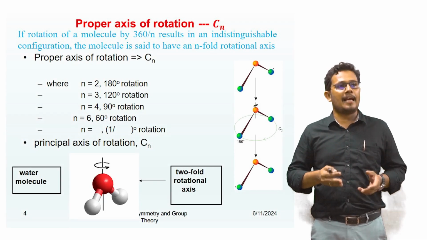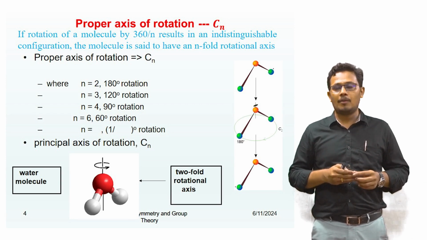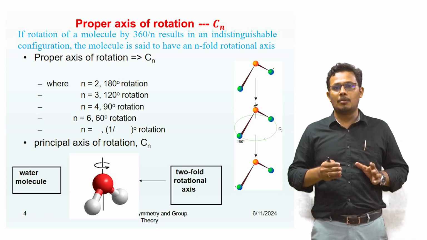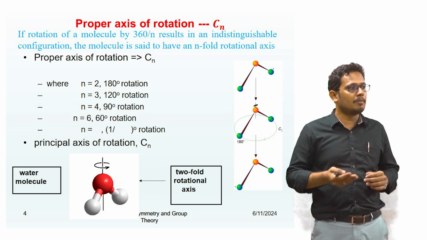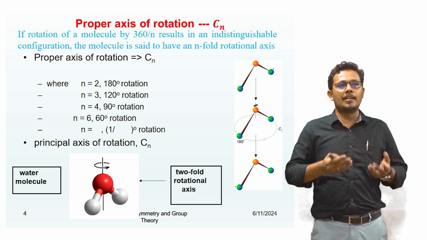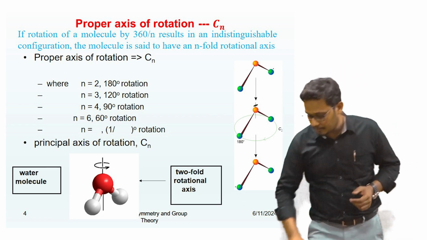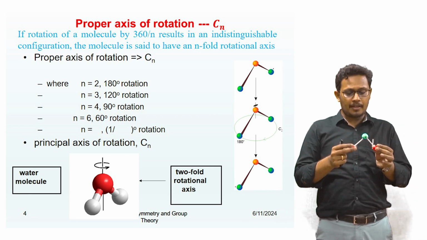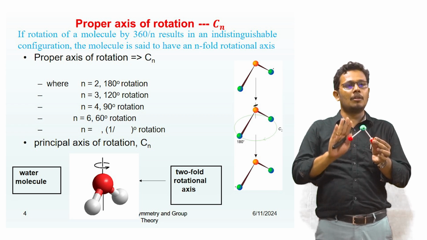Let us move on to the next one. Consider the first one, the proper rotational axis, which we call the rotational axis of symmetry. What is the definition? If a rotation of a molecule by 360 divided by n results in an indistinguishable configuration, then the molecule has an n-fold rotational axis. Let us consider a simple example, the same water. Operation means you need to rotate this molecule by only 180 degrees.